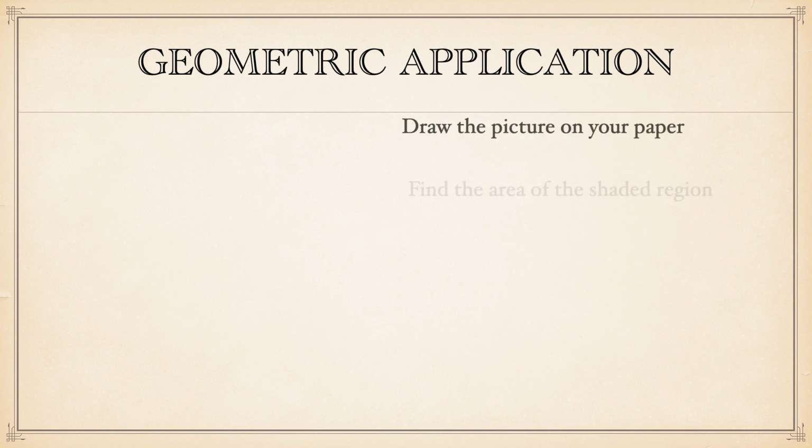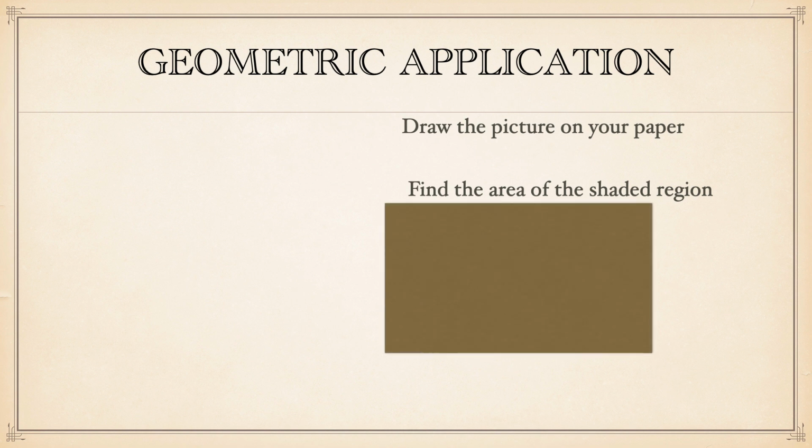So I want you to draw this picture, and I want you to write these directions. Find the area of the shaded region. So you're going to have a big rectangle, and then on the inside you're going to have a smaller rectangle. The dimensions of each are going to be as follows. The bigger rectangle is 8x by 4x minus 7, and the smaller rectangle is 4x by 2x minus 3.